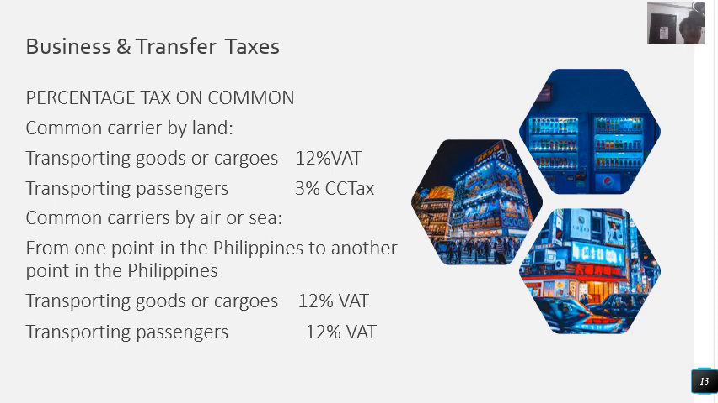So, discuss natin. Kapag ang common carrier by land, so common carrier, sila yung nagta-transport ng goods or tinatawag nating cargoes at saka tao or passenger. So, ang rule kapag common carrier by land daw ay kapag transport of cargoes, VAT na 12% ang mag-a-apply. Pero, kapag ang tinatransport ng common carrier ay passenger, mga tao, ang tax na mag-apply sa kanya ay 3% na percentage tax or tinatawag din yan common carrier's tax, kaya CC tax, common carrier's tax. So, yung rule na yan ay mag-a-apply sa common carrier by land, sa lupa.